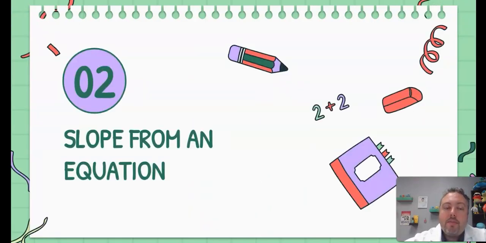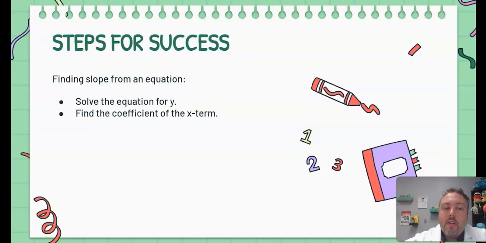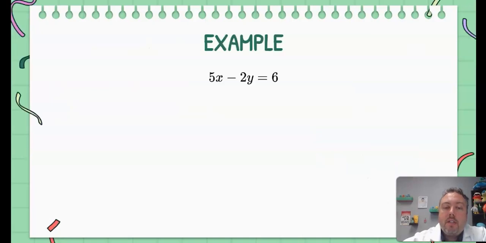Our second example looks at how we find it from an equation. Now, to be successful here, you need to solve the equation for y. Another way of describing it is putting it in slope-intercept form. Once it's in slope-intercept form, it's really easy to find the slope because all you have to do is look for the coefficient of the x term. Let's look at an example.